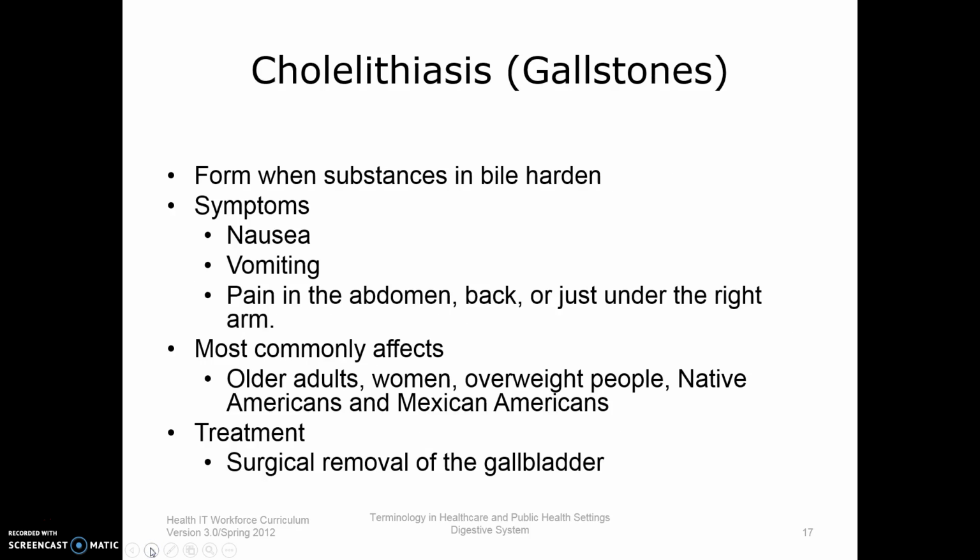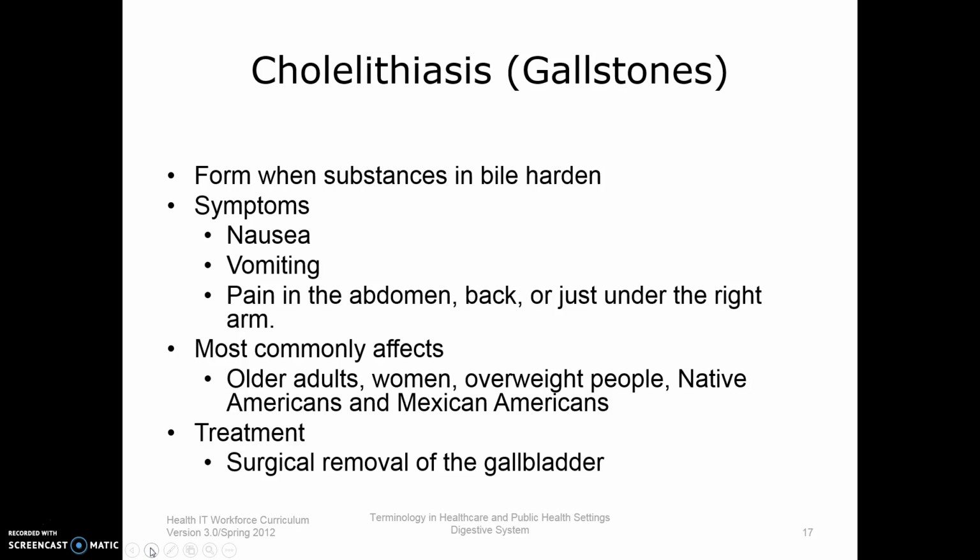The next digestive system condition we'll discuss is gallstones. Gallstones are also called cholelithiasis. Gallstones form when substances in the bile harden. Gallstone attacks usually happen after you eat. Signs of a gallstone attack may include nausea, vomiting, or pain in the abdomen, back, or just under the right arm. Gallstones are most common among older adults, women, overweight people, Native Americans, and Mexican Americans.